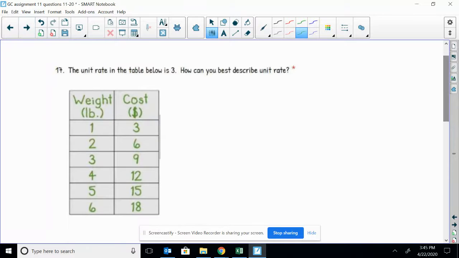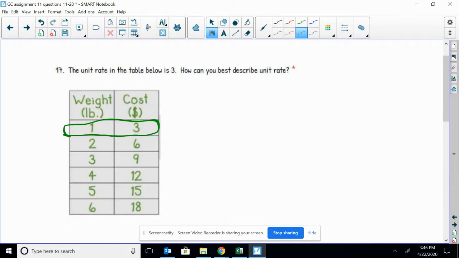17. We have a table here that has unit rates. It has X and Y values. And so we have pounds and costs. So how can you best describe unit rate? So we know the unit rate is 3. So we see that for 1 pound, it costs $3.